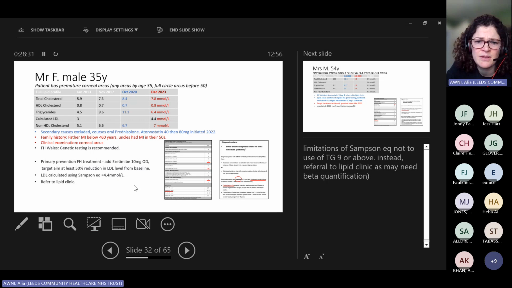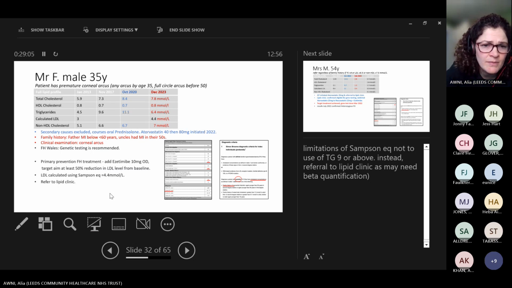So this will qualify the patient for genetic testing. If we put it onto the Dutch scoring, it comes out as probable, and with the Simon Broome criteria it is a possible FH. The patient is on maximum atorvastatin 80, primary prevention here, so we recommended adding ezetimibe to lower the cholesterol levels further. At this point, he's not qualified for any other lipid lowering treatment.